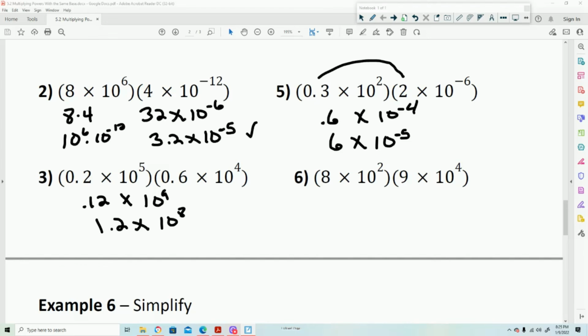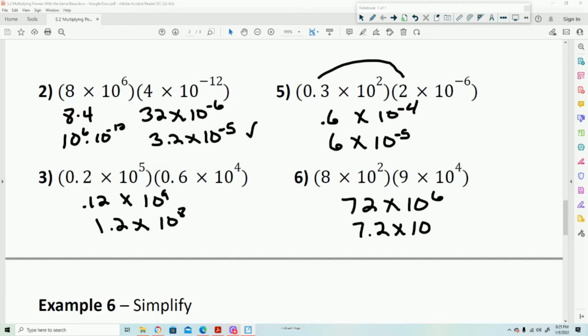One more of these. 8 times 9 is 72. 10 to the 2nd times 10 to the 4th is going to be 10 to the 6th because you're adding the exponents. Okay, again, I want to make this number less than 10, so I'm going to move the decimal from here to here. I'm going to make that smaller.